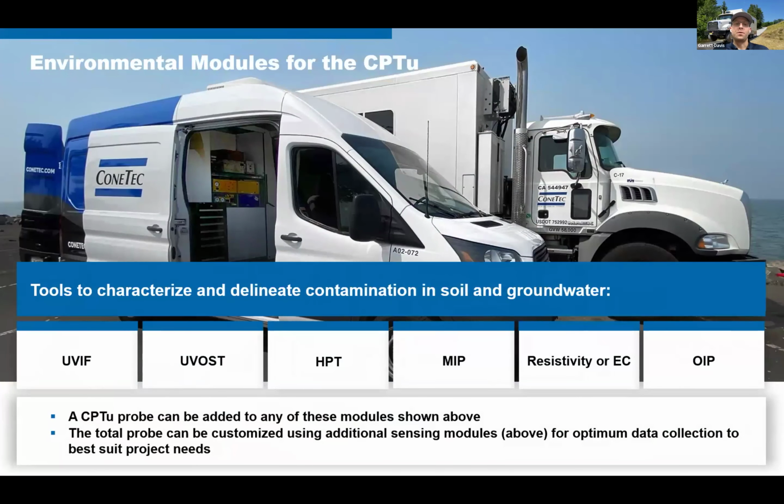Some additional modules you may add to the cone penetrometer for some environmental sites may be the UVIF, or the ultraviolet induced fluorescence, the UVOST, ultraviolet optical screening tool, the HPT, or hydraulic profiling tool, MIP, or membrane interface probe, EC, electrical conductivity and resistivity, and the OIP, the optical imaging probe, among others.